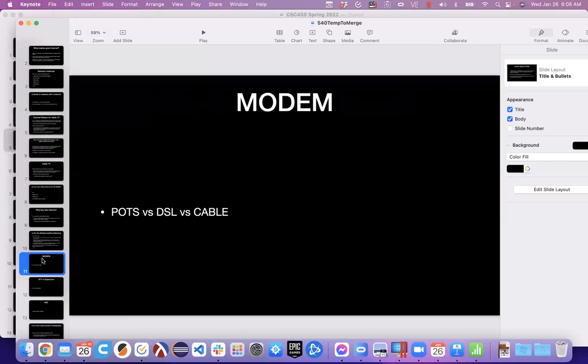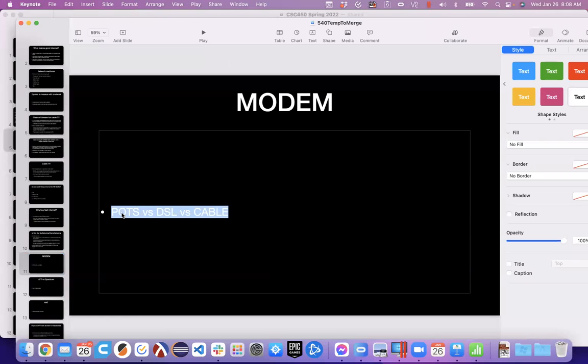So I want to talk about this idea of a modem to start off with today. So I'll actually go ahead and get rid of this right now. This is just a reminder for me. Anybody know what modem stands for?